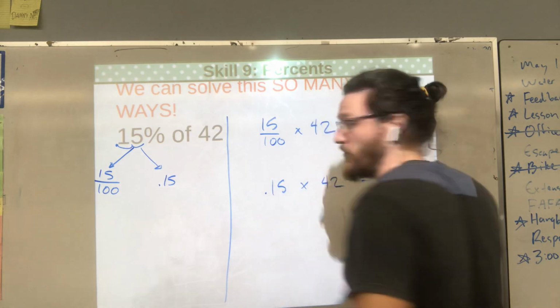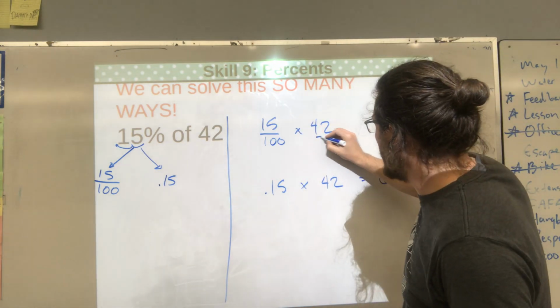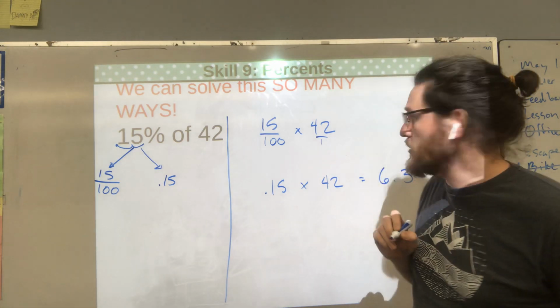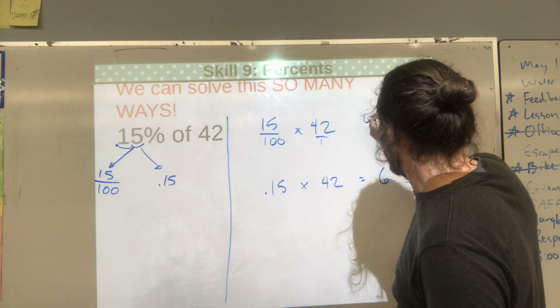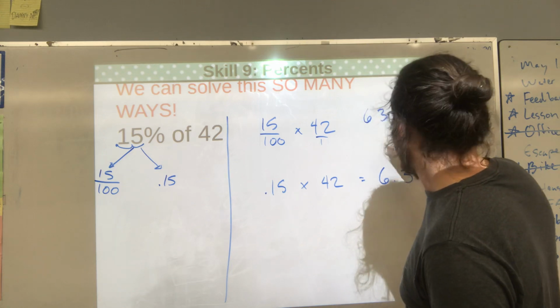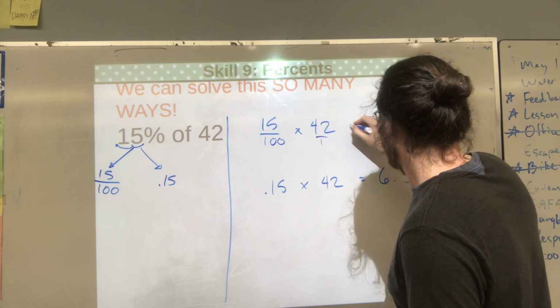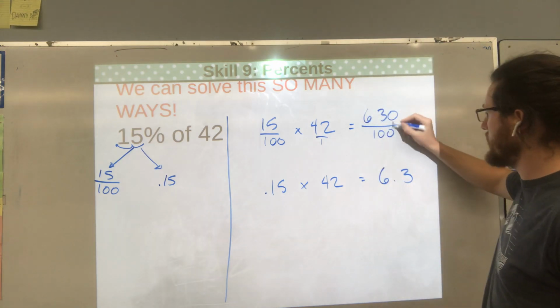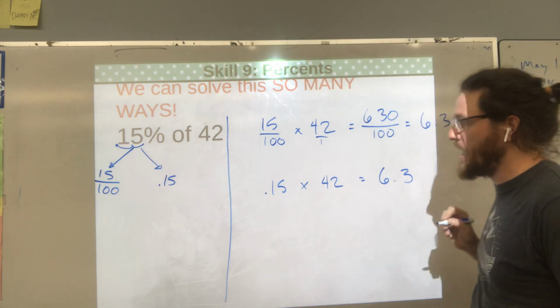Again, if you want to do this with the fractions, that's great too. 15 over 100 times 42. We need to make this into a fraction so we can do our multiplication. 15 times 42 is going to be, let's see, 630. And then times 1 is 100, okay? Divide 630 divided by 100, I'm going to get 6.3 that way as well.